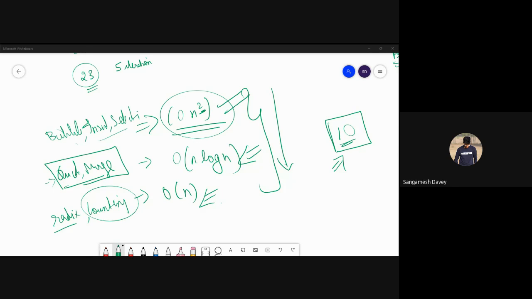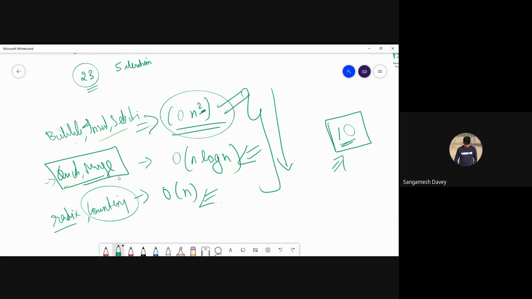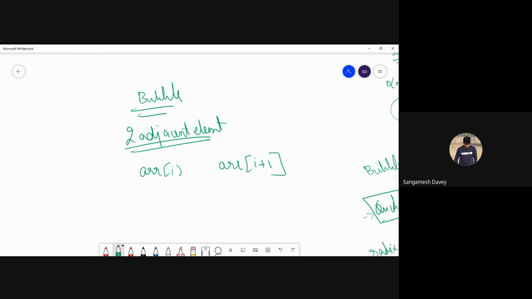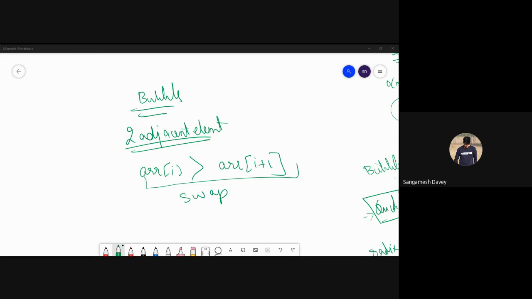So we'll first move on to bubble sort. Again, I'll be rushing here in bubble sort because all of you have already studied it. So what is the main idea of bubble sort? The main idea of bubble sort is I'll be comparing two adjacent elements, that is ARR of I and ARR of I plus 1. If this is greater, I will swap them, else I'll keep proceeding. Very simple to understand.